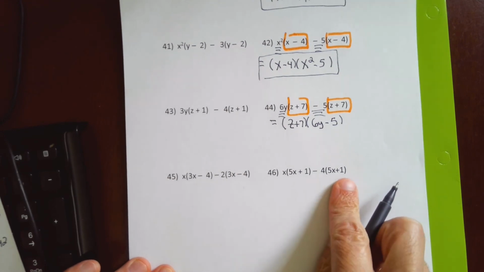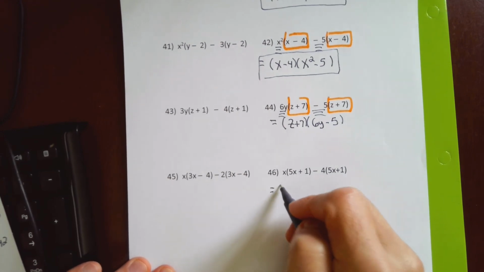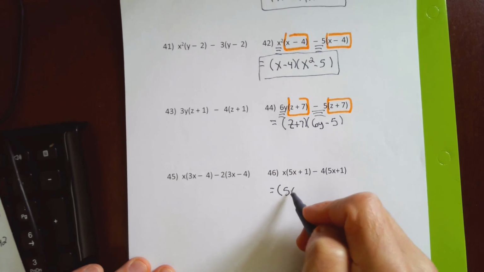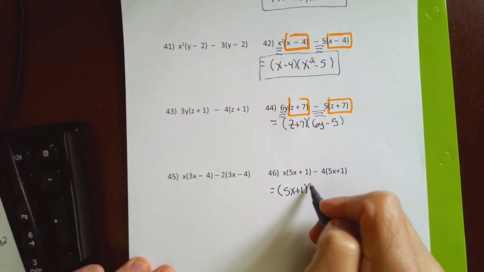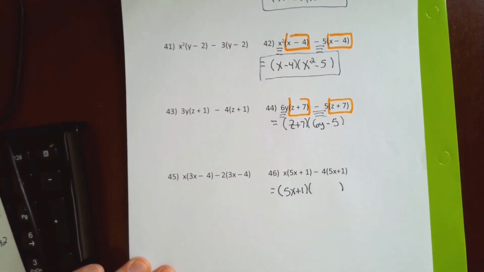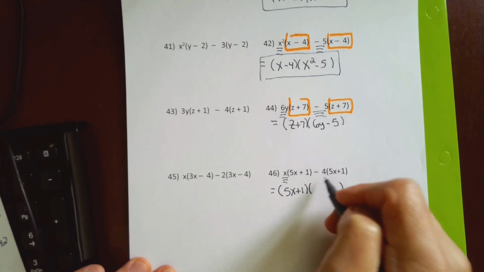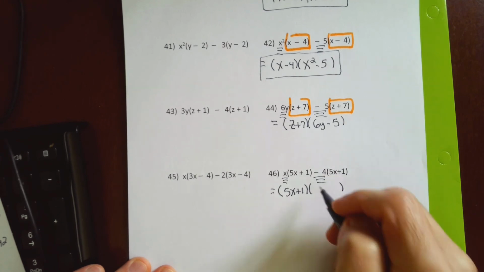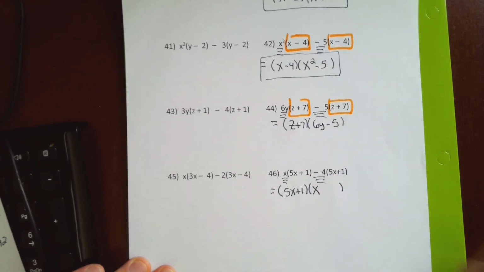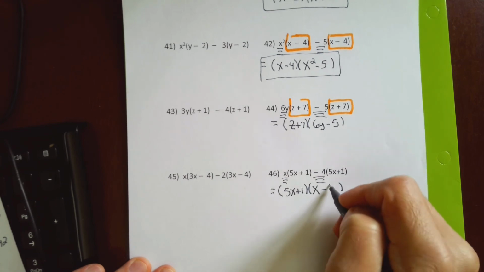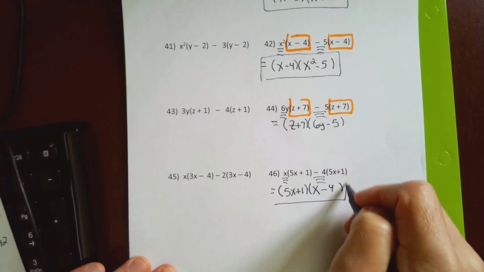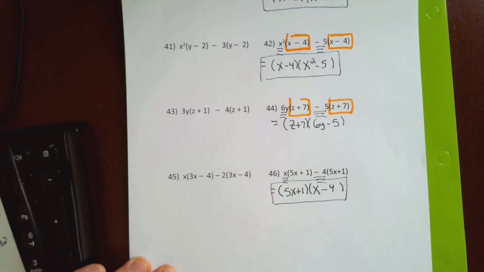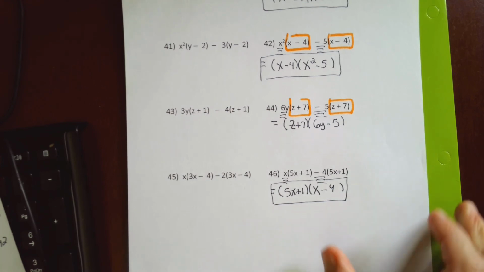For problem 46, the common parentheses is 5x plus 1. I'm going to write that common parentheses first. After writing one of the common parentheses, I'm going to create a parentheses, and inside of it, I'm going to write what's to the left of each of the 5x plus 1 parentheses. The first 5x plus 1 parentheses has an x in front. The second has a minus 4 in front. Consider that completely factored. This is a really important skill for section 1.2, moderately important in 1.3, really important again in section 1.4.